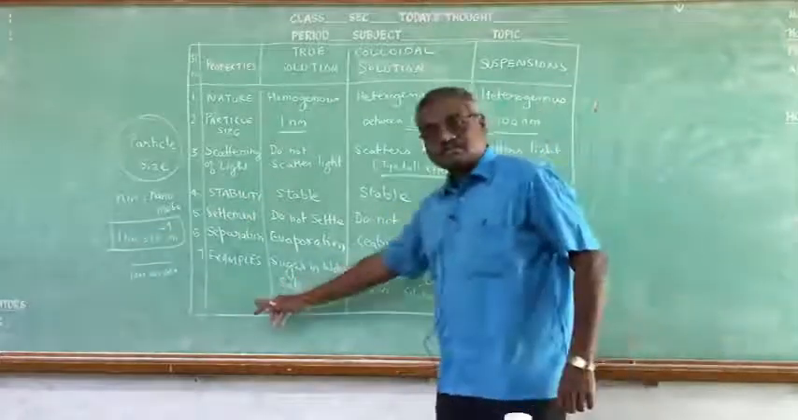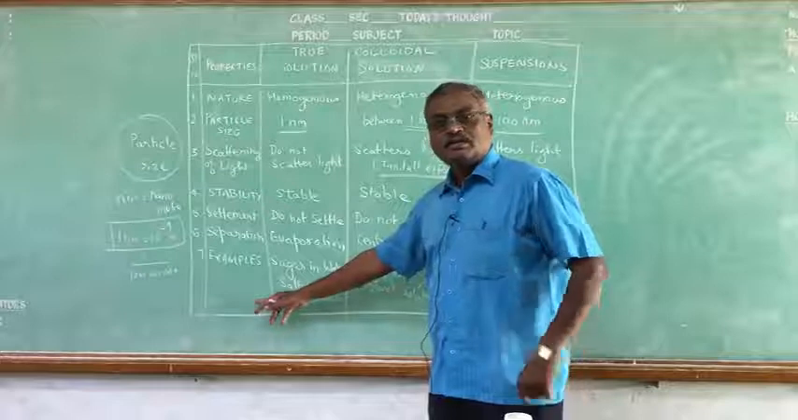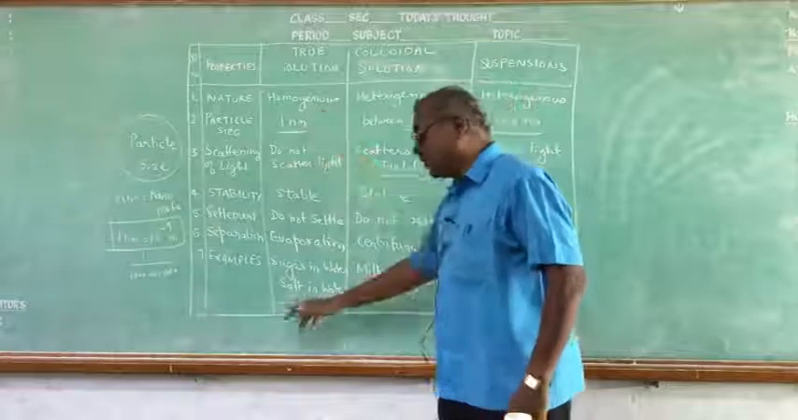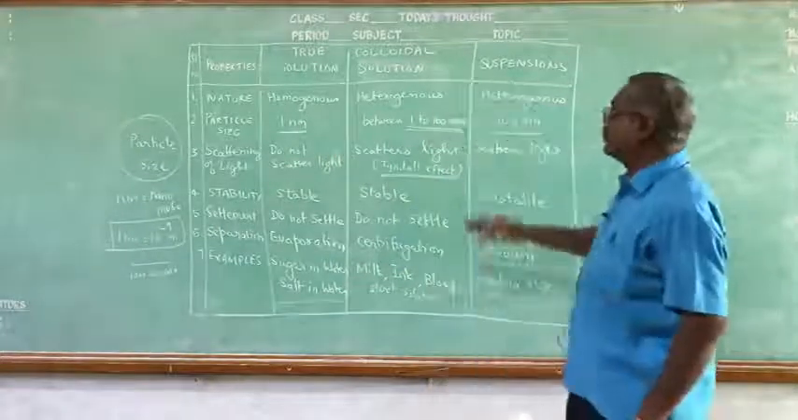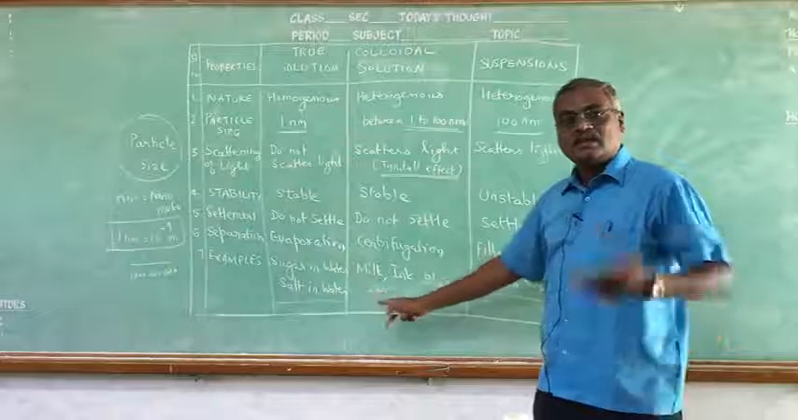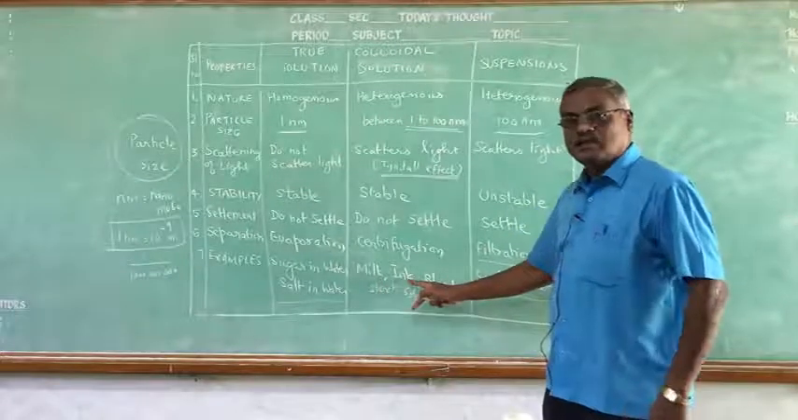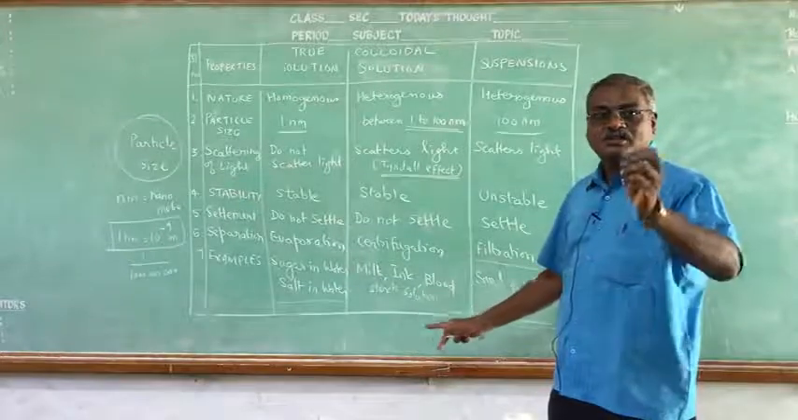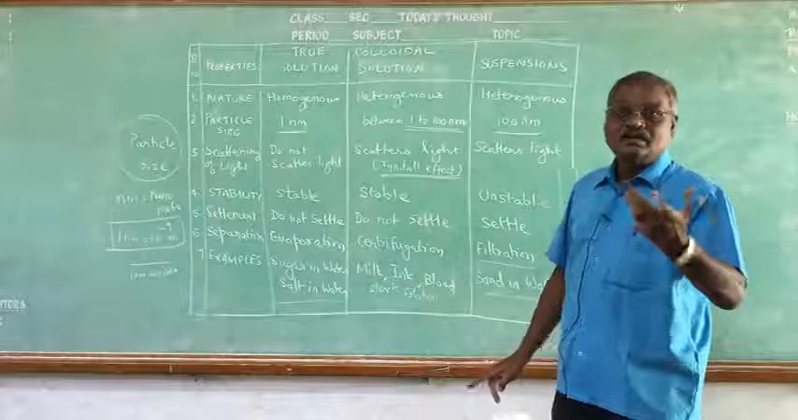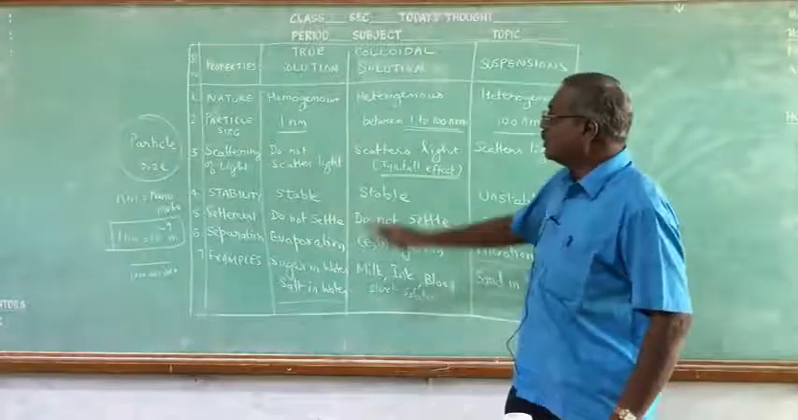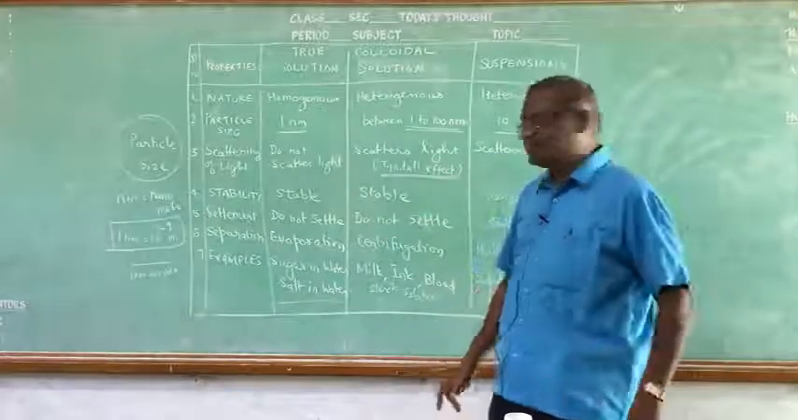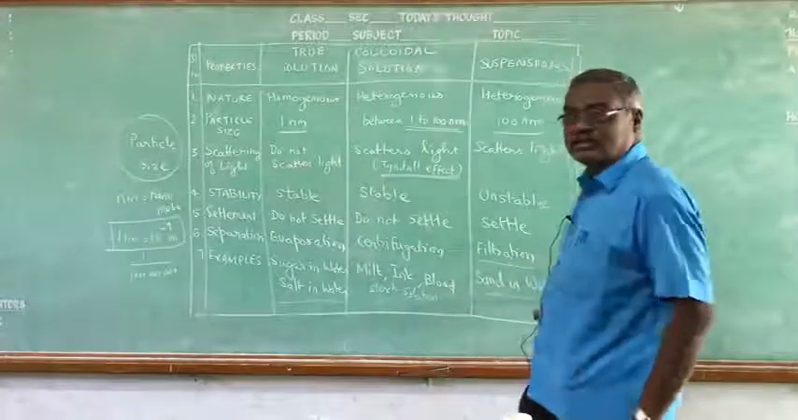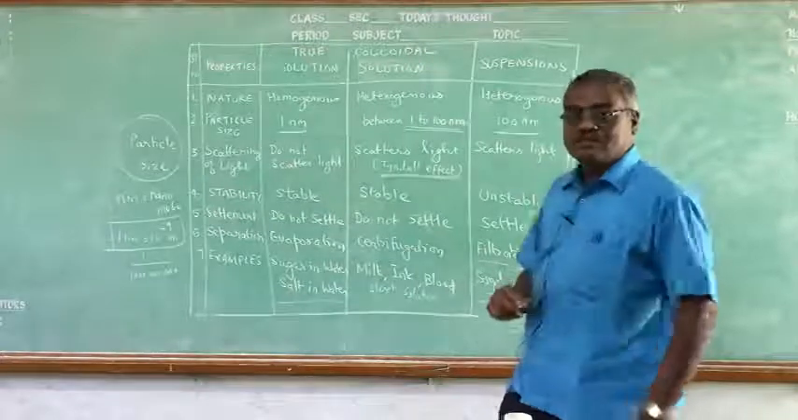Now examples. For true solution, whichever is soluble in water: sugar in water, salt in water. For colloidal solution, milk is a colloidal liquid, ink is a colloidal substance, blood is a colloidal solution. Ink we cannot say is a true solution because it is not transparent. Normally true solutions are very transparent in nature. And for suspensions, sand in water, which is insoluble, comes under suspension.